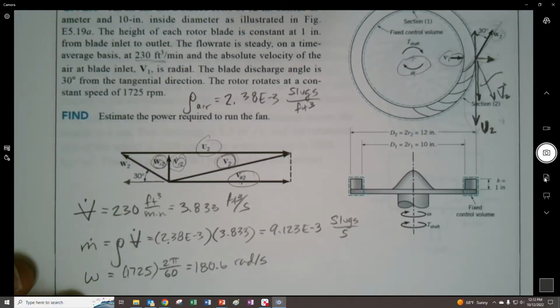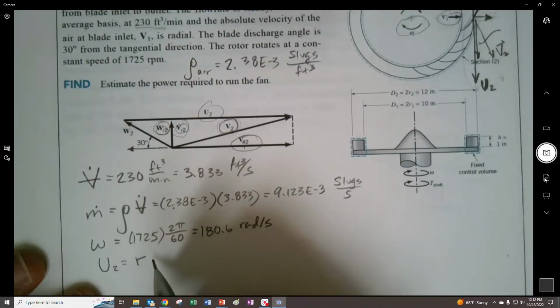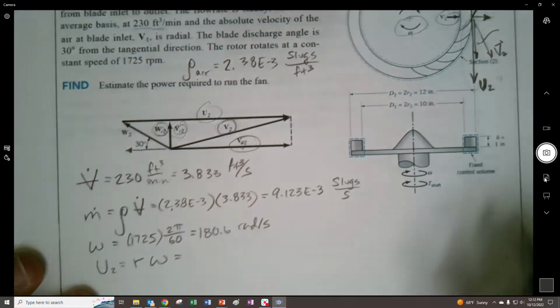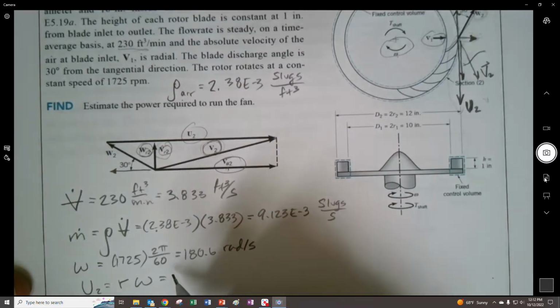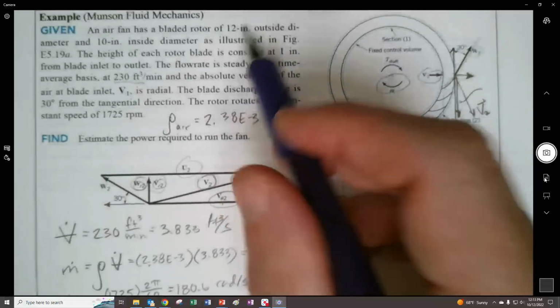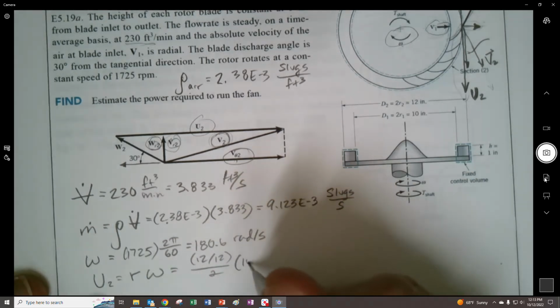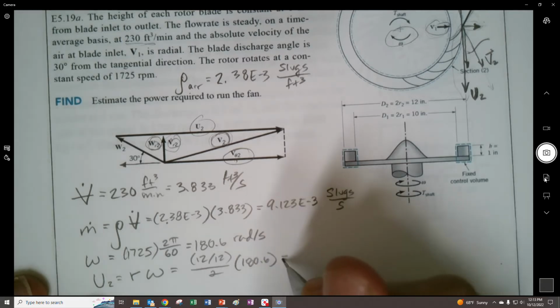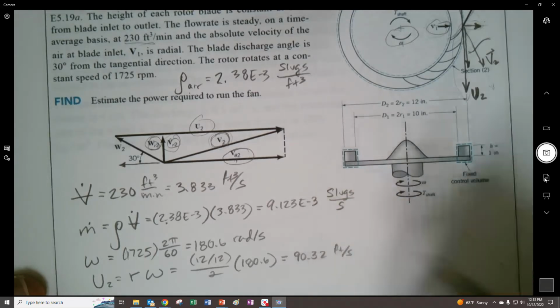And let's see, anything else? Okay, I want U now. What we're calling U2 is just going to be the radius times the angular velocity. We're given the angular velocity, we know the radius, and this is going to be on the outside surface right here. So that's going to be 1/2 of the 12 inches. So we'll go 12 over 12 to get it into feet, divided by 2 to make it into a radius, times 180.6, and we should get 90.32 feet per second.